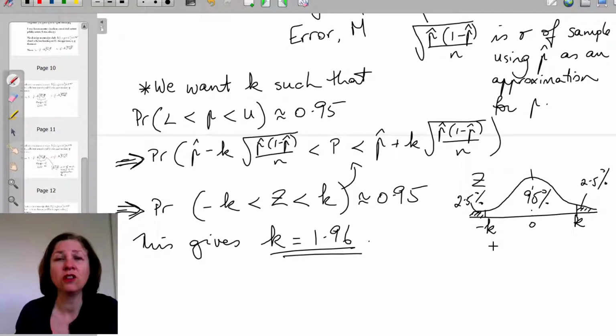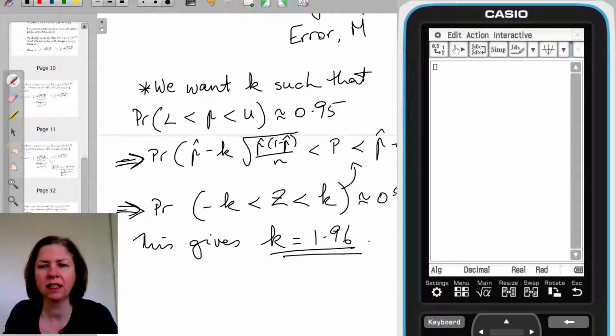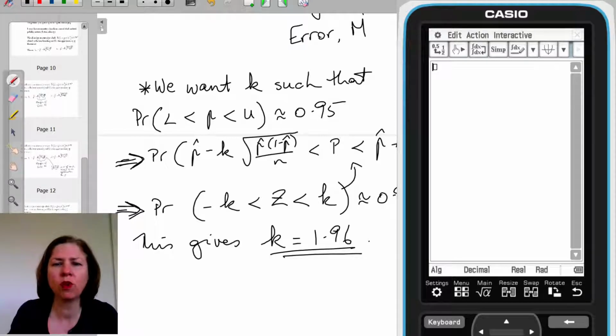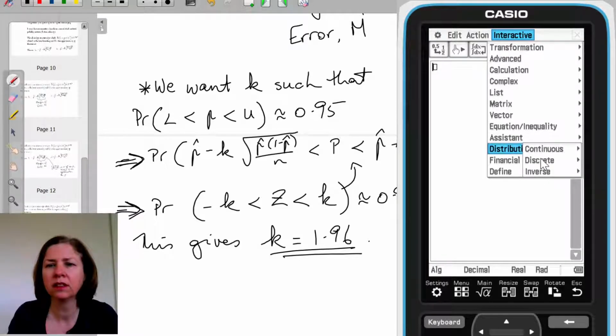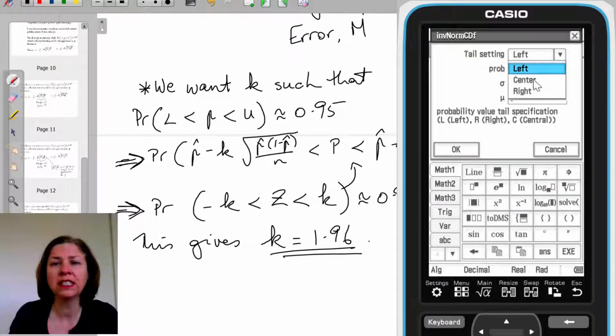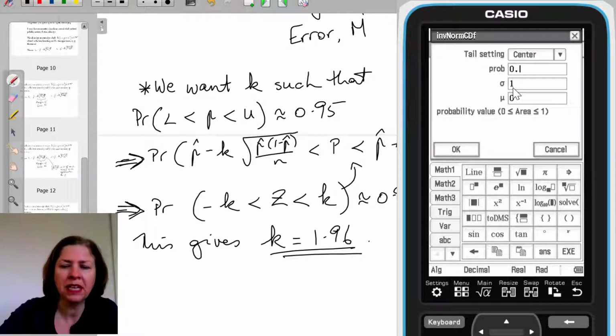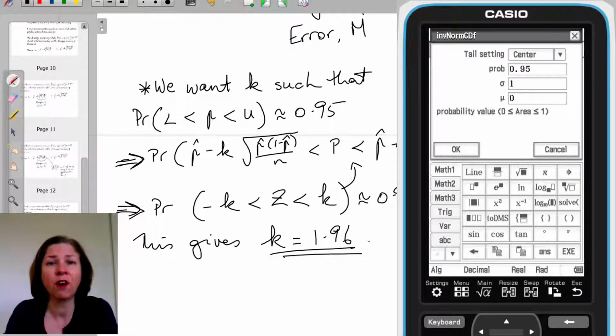We can solve that using our CAS. So I'm going to do that now. I'll just pause while I bring up my CAS. Okay, so there's my CAS calculator. And what I'm going to do, so I want to calculate an inverse. So I'm going to distribution, I'm going to inverse, and I want inverse normal CDF because this is a normal curve. And I'm looking for a center tail because I had symmetry on either side. I had negative K and K. So I'm looking at a center tail, and I want the probability to be 0.95 that my values fall in the middle.